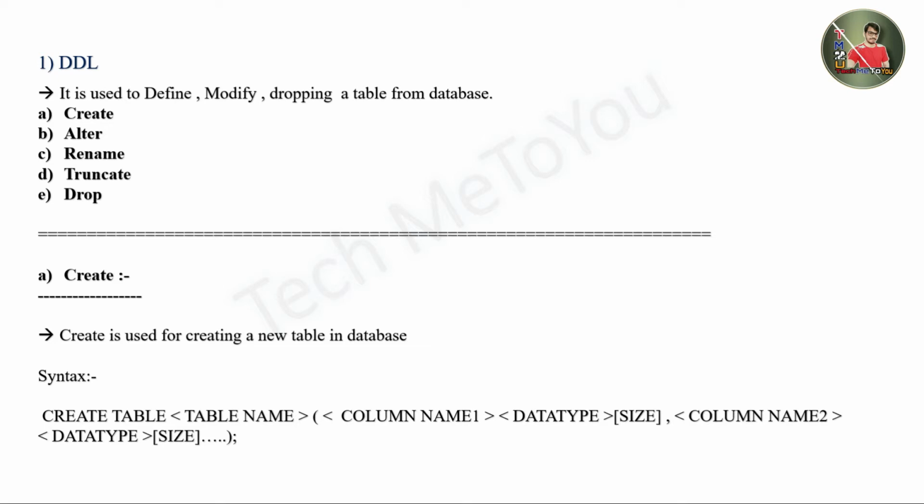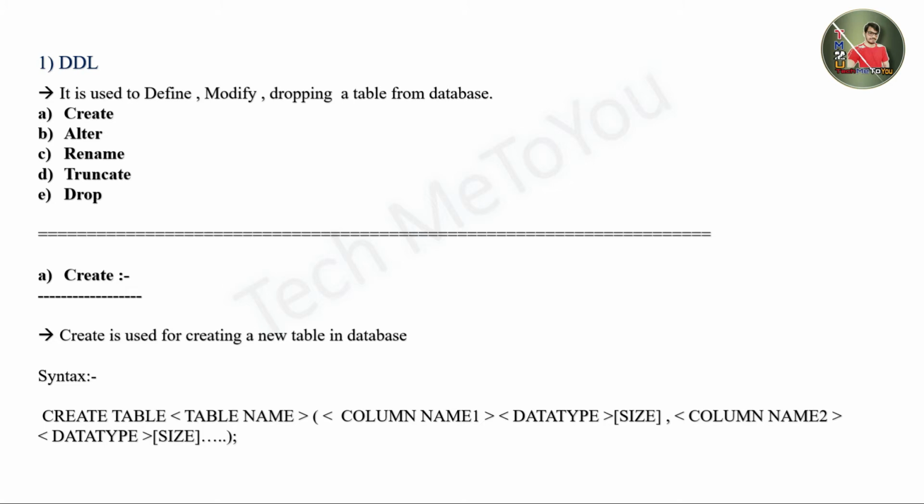To do all these functions, we need some commands. Those are create, alter, rename, truncate and drop. These 5 commands are mainly essential to interact with the SQL command line in DDL. First of all, let us know about the create command. So why do we use the create command? The create command is used for creating a new table in a database.